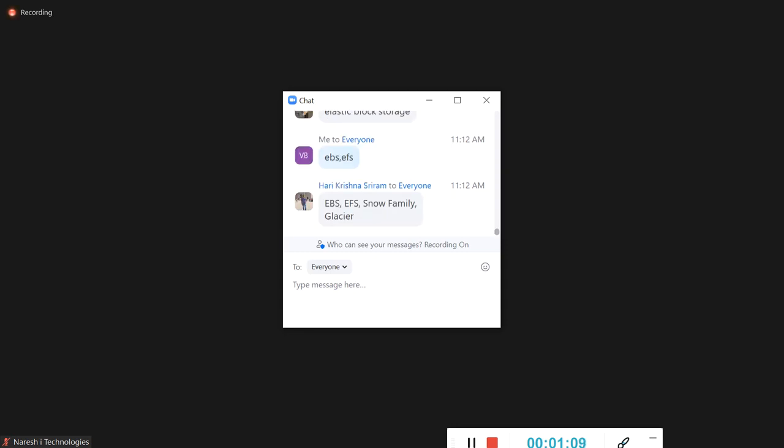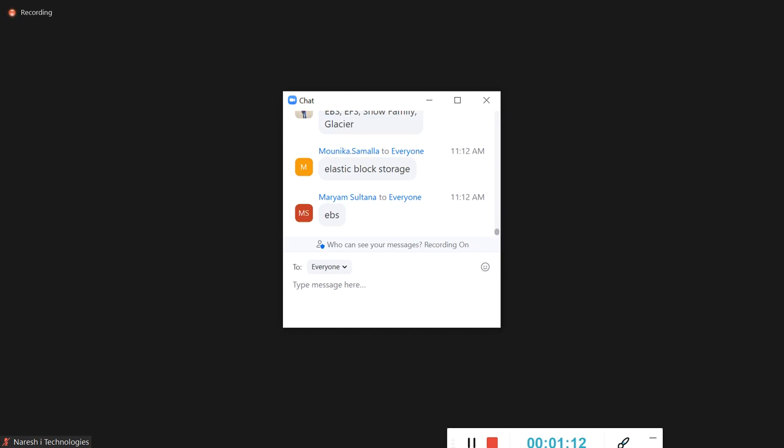So, what is hard disk called in EC2? What volumes? Where do you create the volumes? EBS volumes. What is the full form of EBS? Elastic block storage. S3 is what based storage? Object based. Whereas this EBS is what based storage? Block based storage.